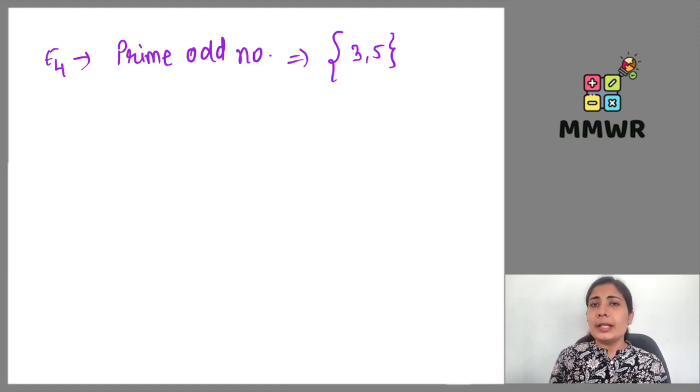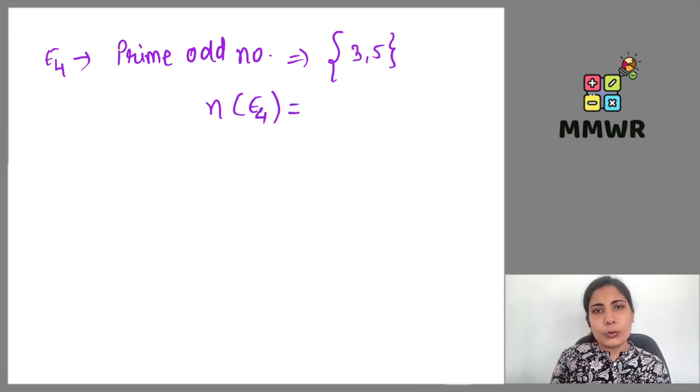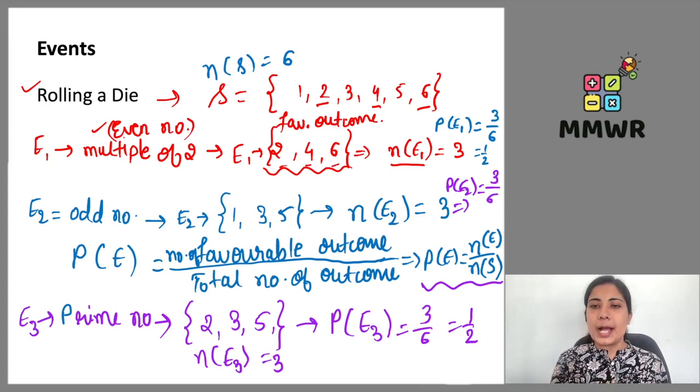So 3 and 5, these 2 numbers. 1 is also an odd number, but that is not a prime number. So we have to check the numbers; only those numbers will be returned which are prime as well as odd. So 3 and 5. How many favorable outcomes are there for event 4? Only 2 favorable outcomes. It will not always be that everyone's answer is the same, 1/2, 1/2, 1/2. No, that depends on the event, what type of event it is.